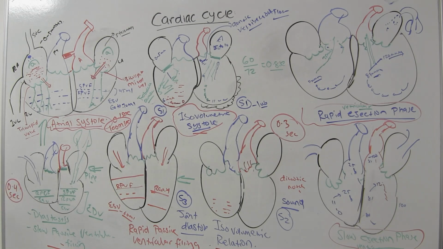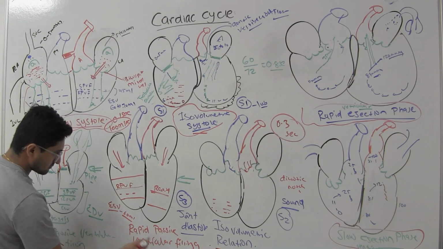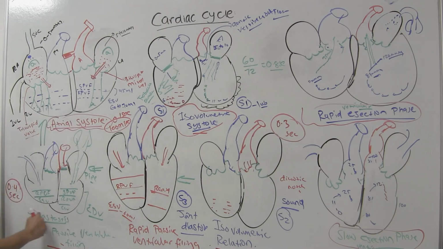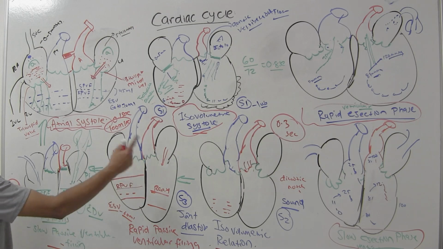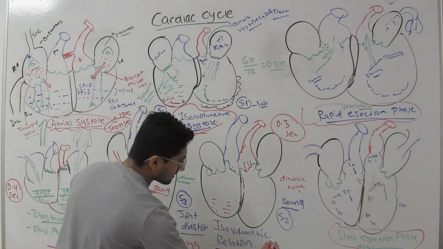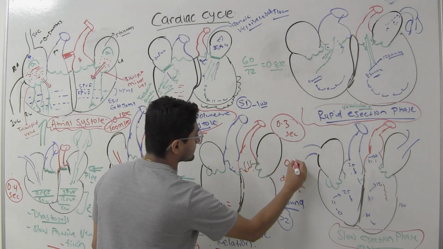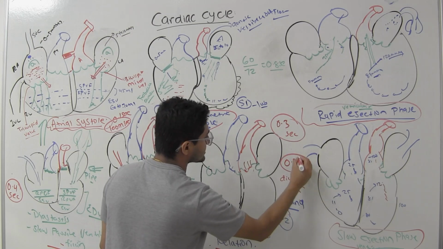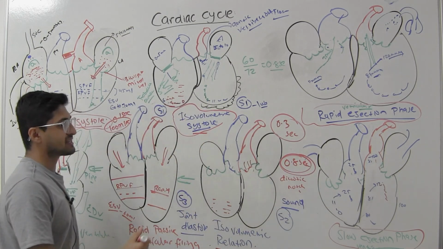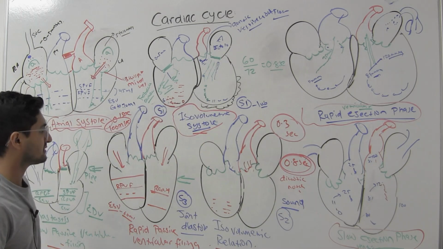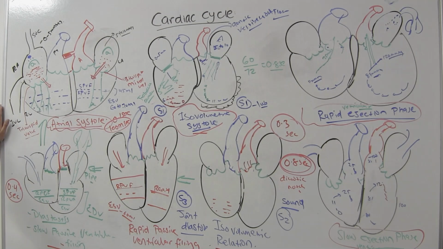So if you add all of them together, usually what does it take? About 0.4 plus 0.3, it should take about 0.8 seconds. And this 0.8 seconds is a cardiac cycle per beat. That's what this means.